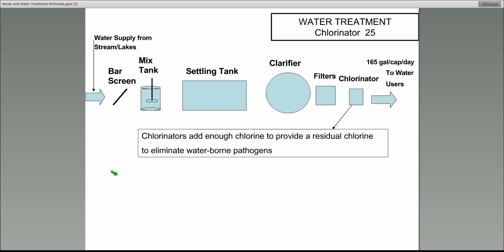Okay, the chlorinator. The chlorinators have to add enough chlorine to provide a residual chlorine to eliminate waterborne pathogens. Some people say, well, what about it? A lot of plants use infrared light, or they use liquid oxygen instead of chlorination. Well, basically, you have to use chlorination somewhere. If you use any type of infrared to knock out the bacteria, that does not leave a residual. So you still would have to have a chlorinator after that.